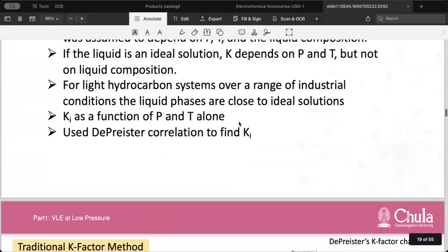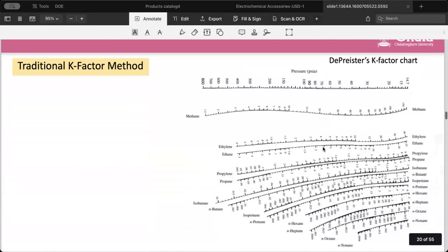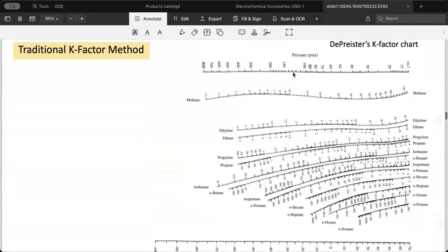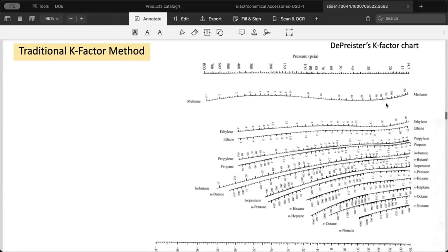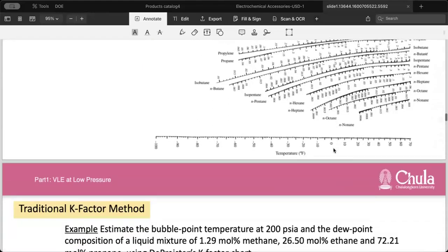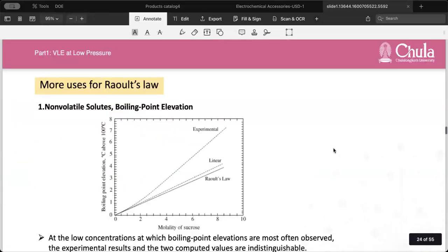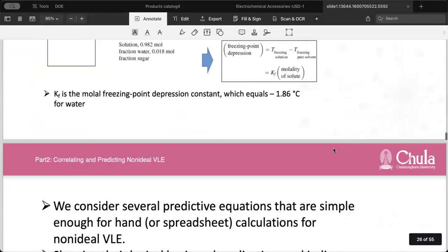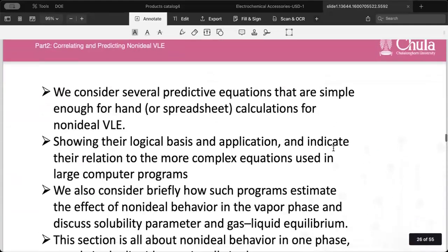Also, we have the traditional K-factor method, which is empirical. You need the chart, and you have to draw a line between specified pressure and specified temperature, and you read the K from each component. Okay, what else? We have boiling point elevation. We have freezing point depression.